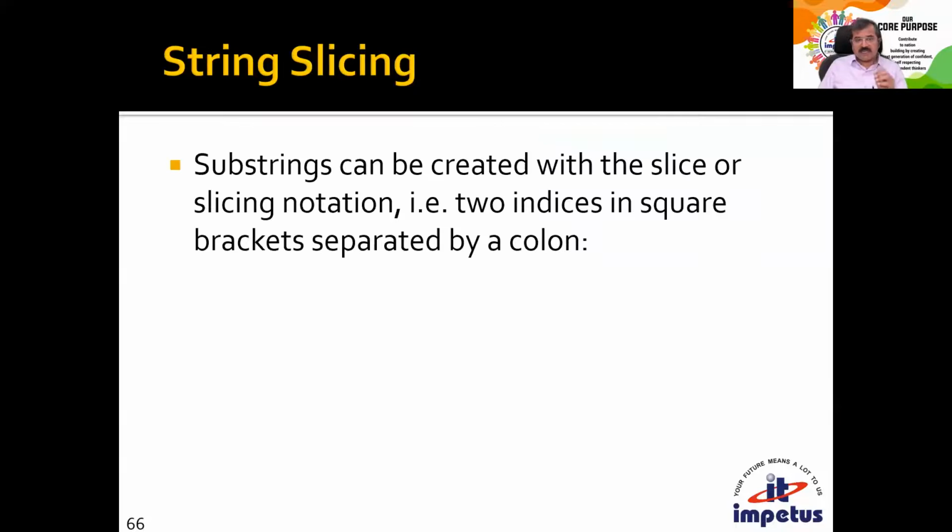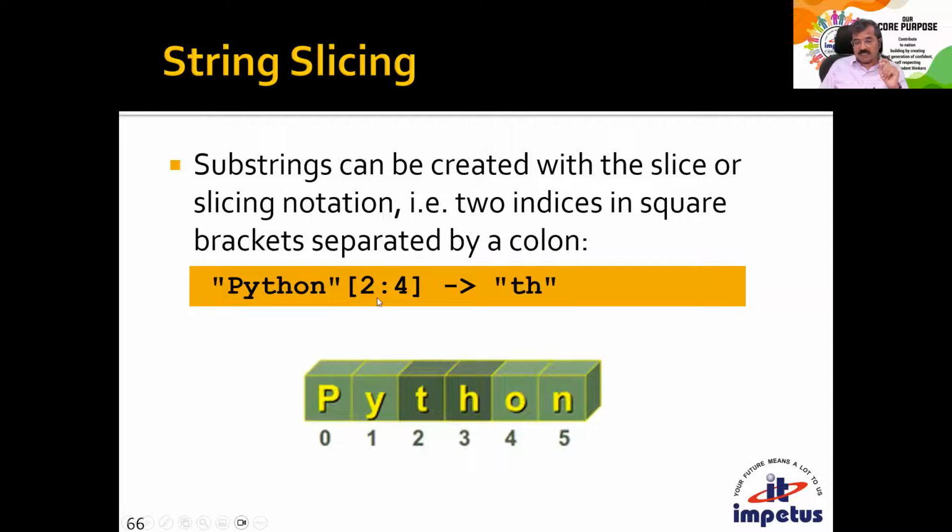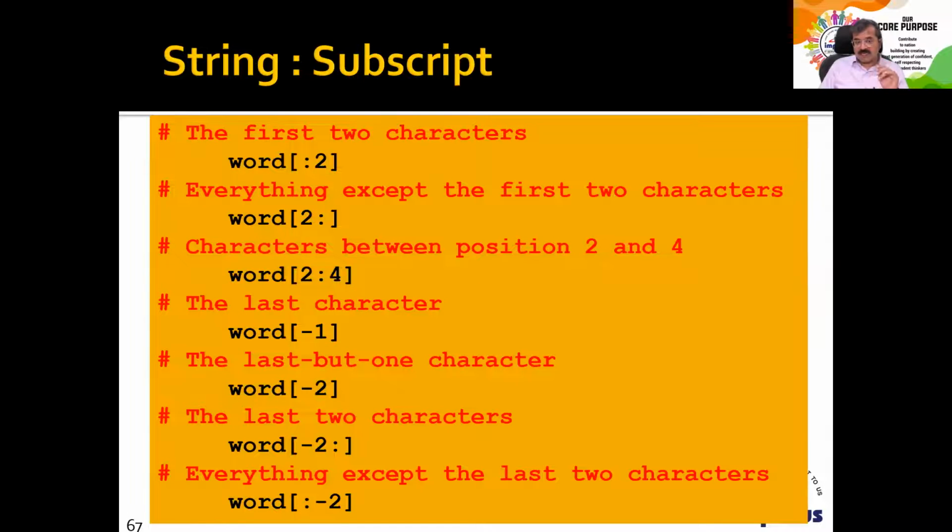Slicing. Substrings can be created with a slice or slice notation: two indexes in square brackets separated by a colon. If I say Python[2:4], it gives you TH. How? 0, 1, 2, 3, why not 4? That's because when I do slicing, the first index is inclusive and the second index is exclusive. So 2:4 means starting from 2 and before 4. So 2, 3.